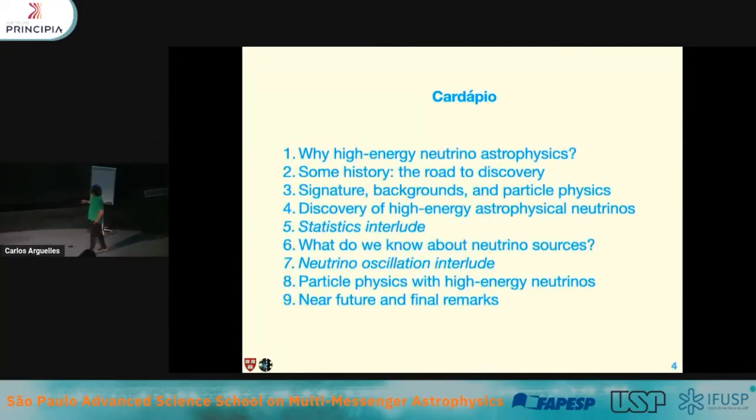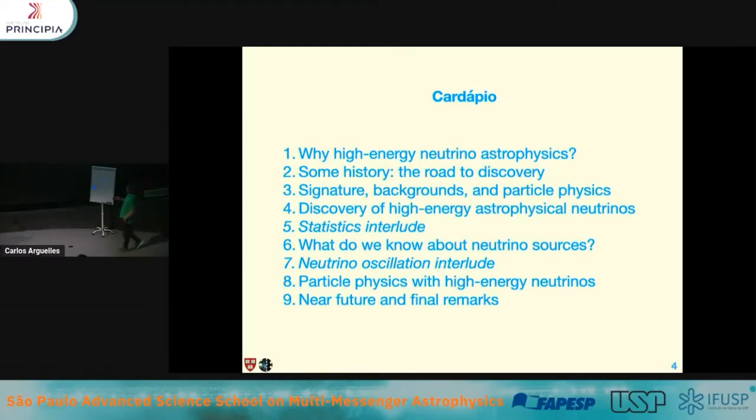Okay. So it's a long series of topics that I want to cover in this series of lectures. So today and tomorrow, I want to talk about why we do high-energy neutrino astrophysics. I want to talk about some history, the paths towards neutrino astronomy. I want to talk about the signatures, backgrounds, and particle physics that's necessary to understand these signatures. And then I want to tell you how, about 10 years ago, we discovered high-energy neutrinos from outer space.